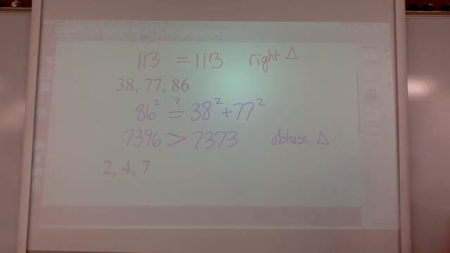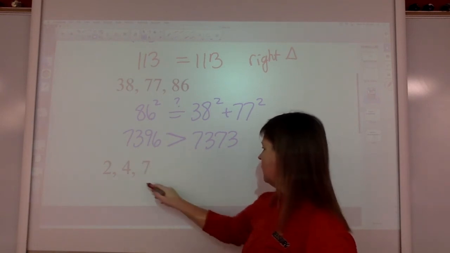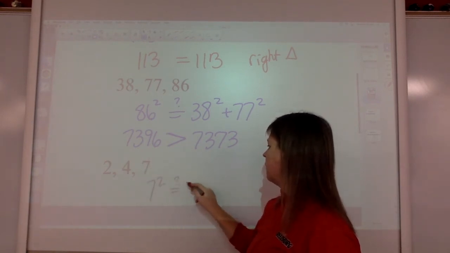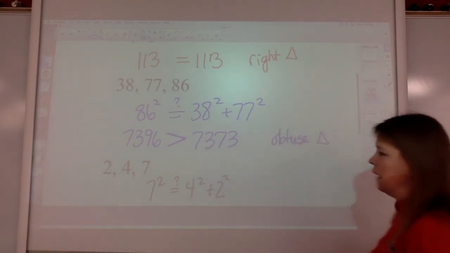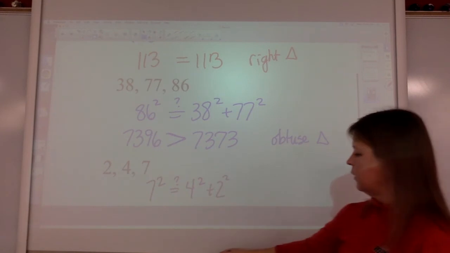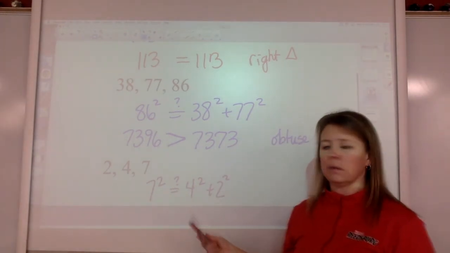2, 4, and 7. And you're looking at that and you're going, oh, okay, I know. C squared. I know that 7 is the hypotenuse. I'm going to compare it to 4 squared plus 2 squared. But before you go any further, I'm going to tell you that you're wrong, whether you say it's right, obtuse, or acute.